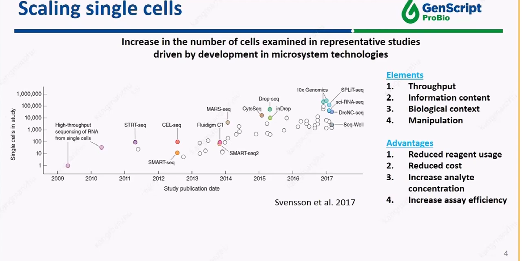There are many inherent advantages of these physically compact microsystems, such as that they generally require a much smaller amount of reagents, which in turn brings down the cost. And by decreasing the scale or the volume of the experimental system, you increase the concentration of the subject of your analysis, which essentially means that you can increase your assay efficiency.